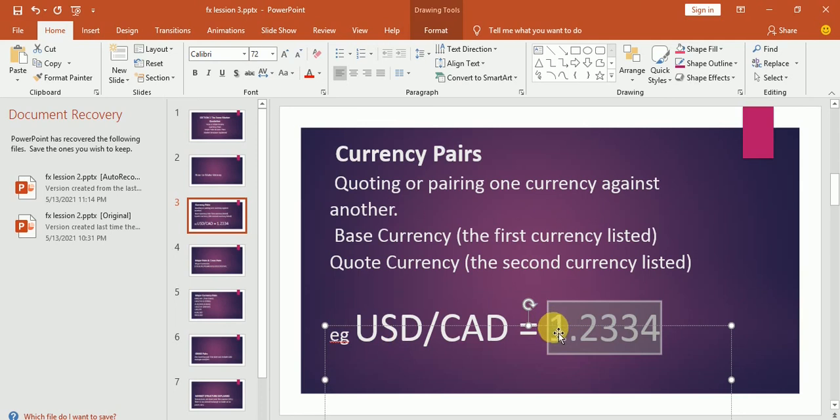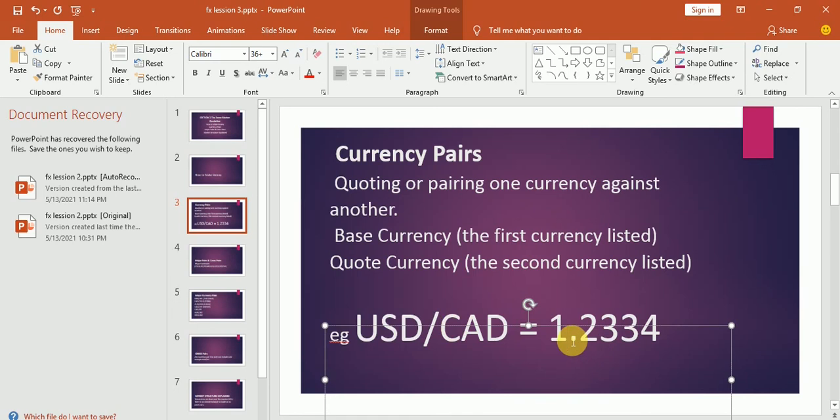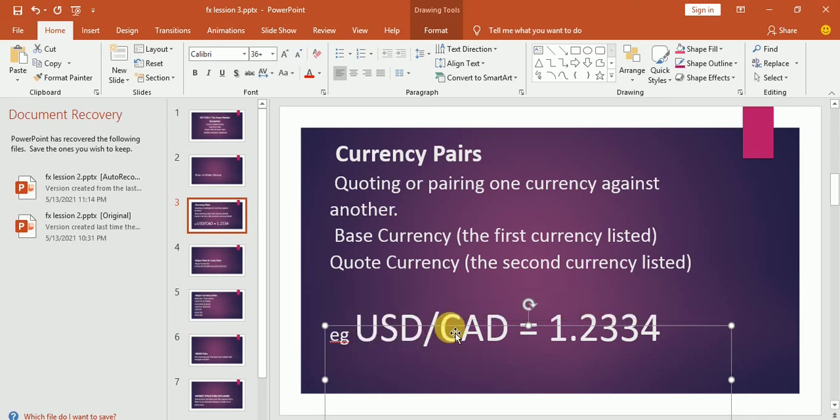So it simply means that you need more than one of this to buy one of this. So this one now has more value than this. But assuming this is written as maybe 0 point something, it simply means that you don't even need up to 1 Canadian dollar to buy $1. So in that sense, the Canadian dollar has more value than the US dollar. But assuming we have something like this, the US dollar has more value. So the point I want you to get here is to know the base currency, the currency you want to buy, and the quote currency, the currency you have at hand.